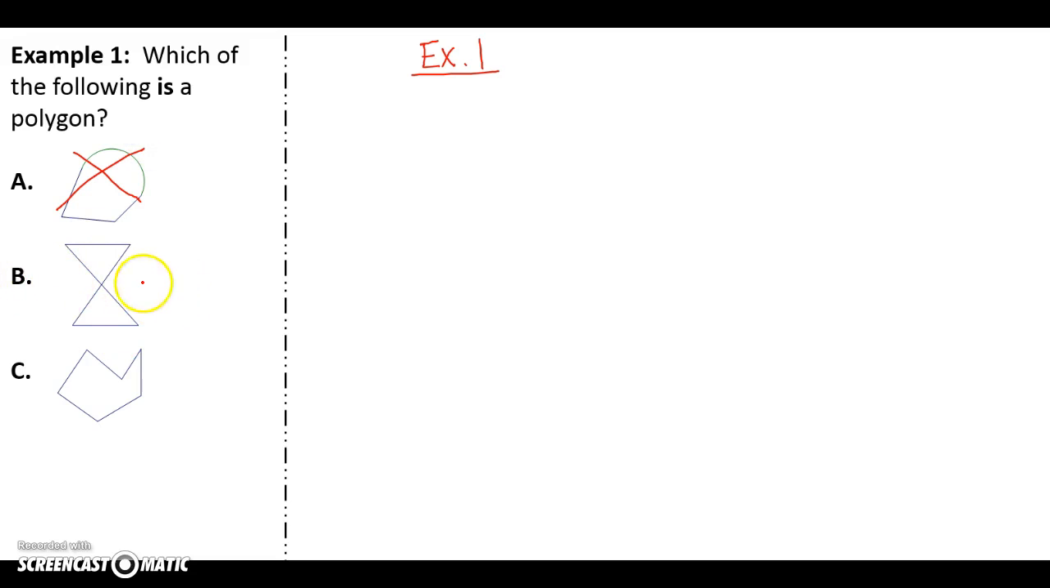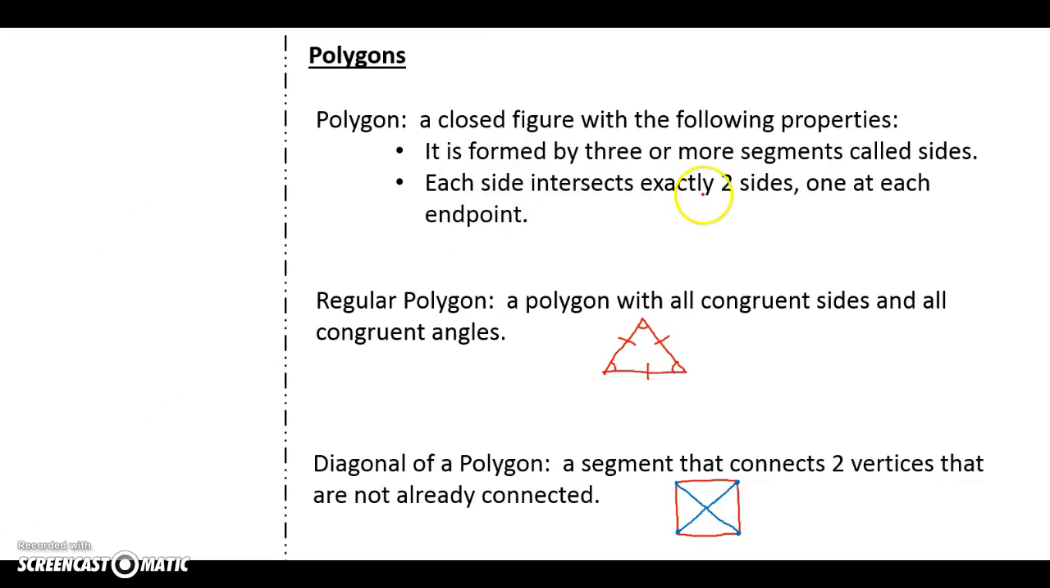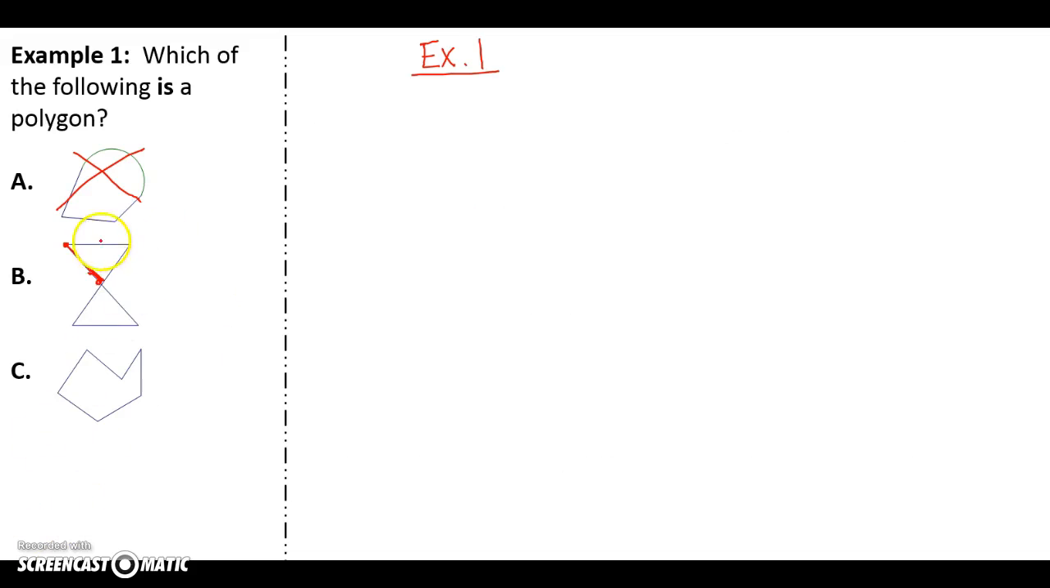Okay, if we look at B, B is a closed figure, and they're all made up of segments, so that part works. But if you look at the second part of the definition, if I were to pick this segment right here, remember in the definition it says each side intersects exactly 2 sides, one at each endpoint. Well, if I go back to the picture, this segment is connected to this segment. It's also touching this segment, and this segment, and it's also touching this segment. So this is not a polygon because this segment is touching at its endpoints more than just 2 other segments. So that one's out also.